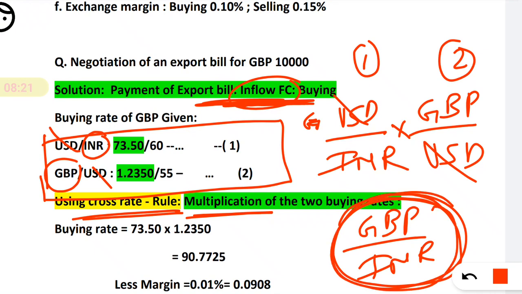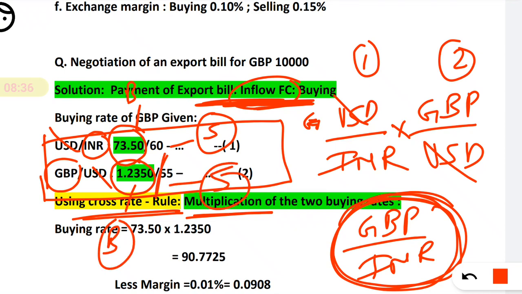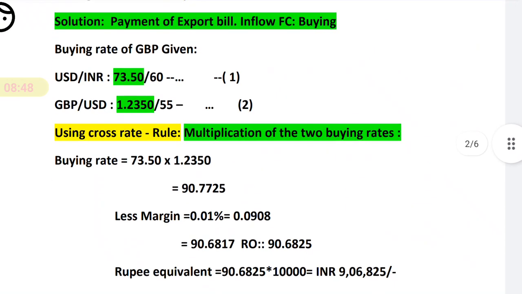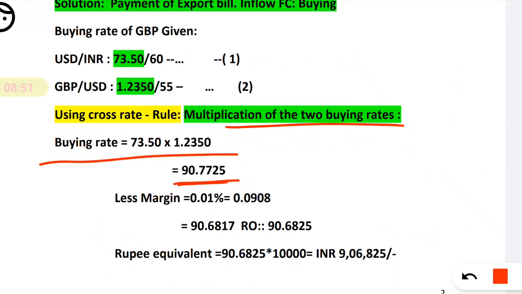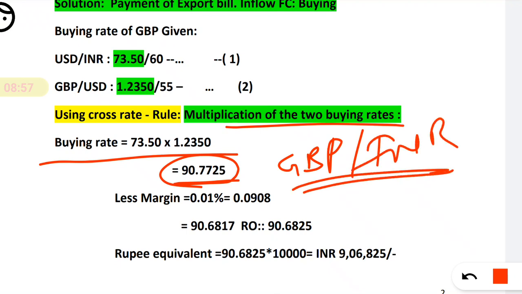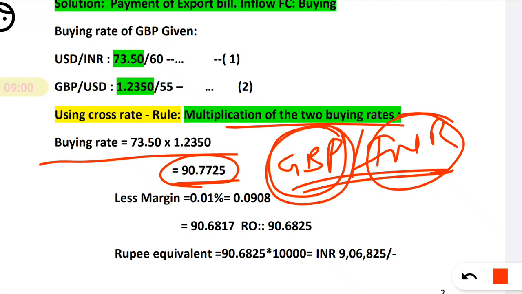Then which rate should you choose? Remember, in case of buying, simply choose the buying rates. I have already explained to you, the first rate is always buying and the second rate is selling. So the first buying rate will be 73.50 for the first equation, and for the second it is 1.2350. Just multiply that. Correspondingly we multiply the two equations, and you will get GBP/INR. That means how much Indian rupees will you have to pay for 1 Great Britain pound? The amount will be 90.7725.